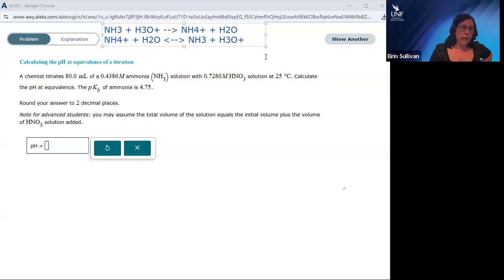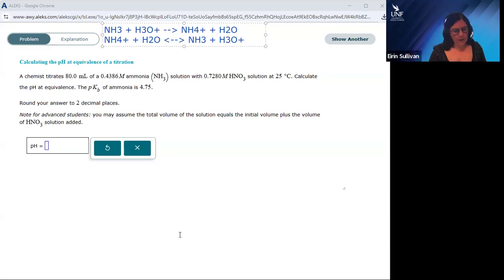Why at equivalence? Sorry. If we have a weak base being titrated by a strong acid, our pH at equivalence is going to be acidic. And on the flip side of that, if we have a weak acid being titrated by a strong base, our pH at equivalence is going to be basic because it's coming from the conjugate base of the weak acid.